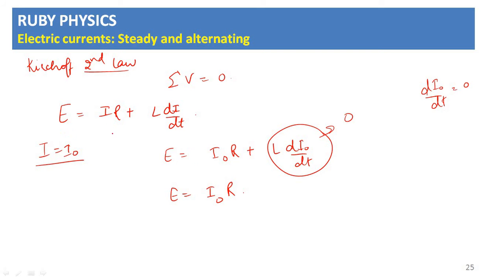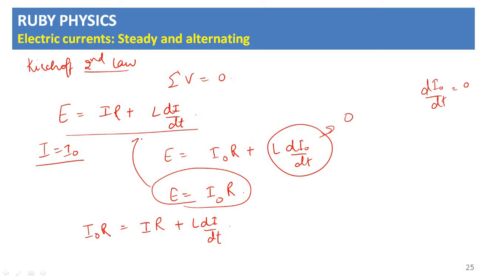So this equation can now be written as I naught R is equal to IR plus L di by dt. We put the value of E into this equation, and we come to this step. We can write I naught minus I, by taking out R common, is equal to L di over dt. Then we can write di upon I naught minus I is equal to R upon L dt.